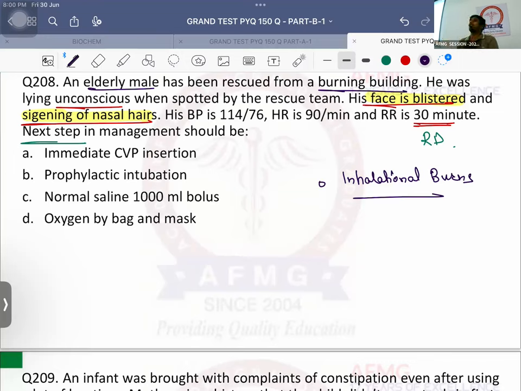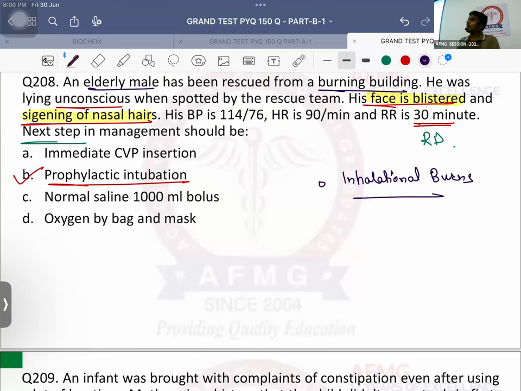The patient can land up into respiratory arrest and the patient can die. Theek hai? Therefore, the immediate management should be prophylactic or early elective intubation. Bhale hi patient mein zyada respiratory distress nahi, we will go for intubation because if we wait, what is going to happen? The laryngeal edema is going to increase and finally it will be very difficult to perform an intubation. That's the reason why the next step in management should be intubation.